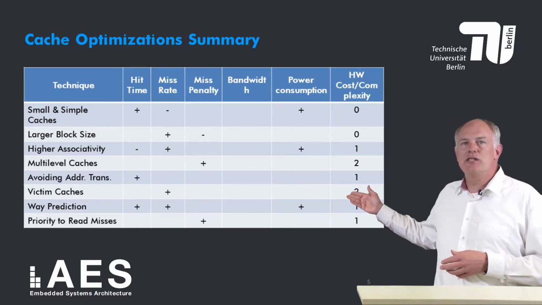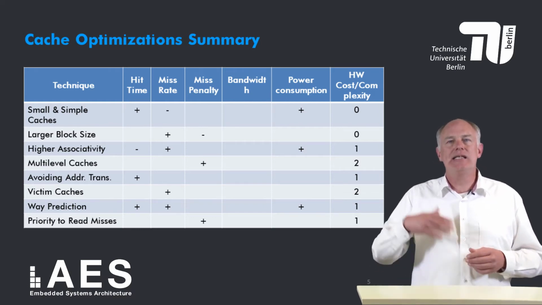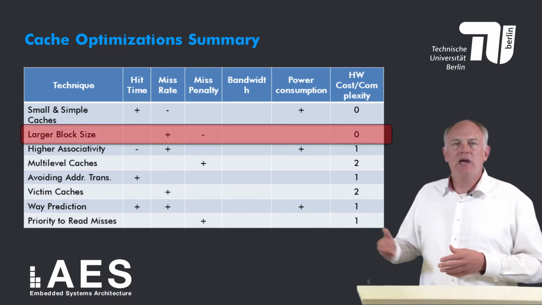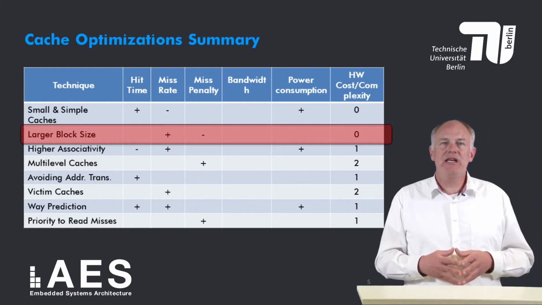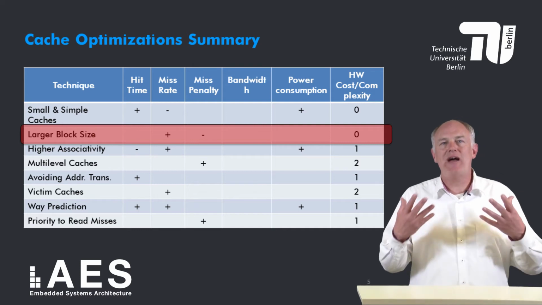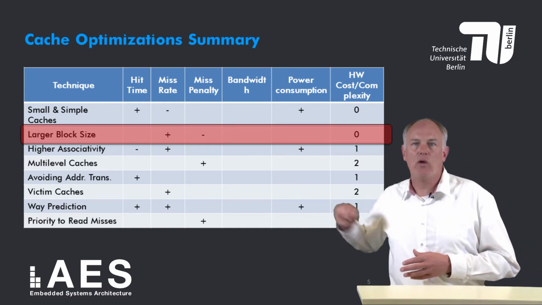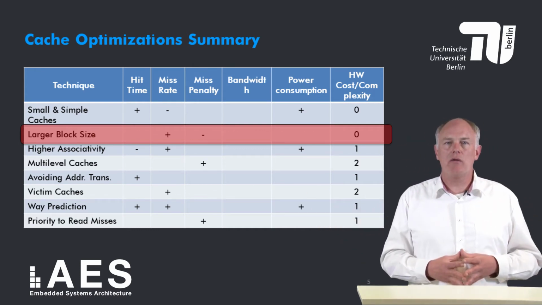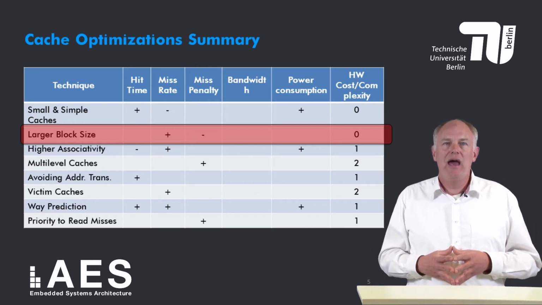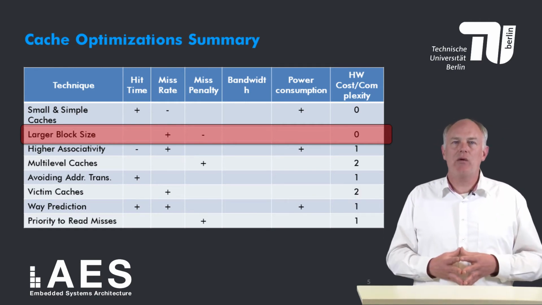I will not discuss them all, but you should be able to make a case why a certain technique has a negative or positive impact on different criteria. To give an example, higher associativity typically has a negative impact on hit time, since direct mapped caches are faster than set associative caches. It has a positive impact on the miss rates, since there will be fewer conflict misses. It doesn't affect the miss penalty or the cache bandwidth, and furthermore, higher associativity usually reduces the power consumption.